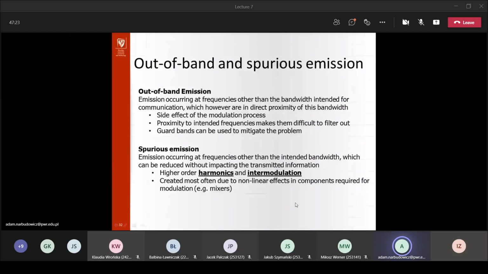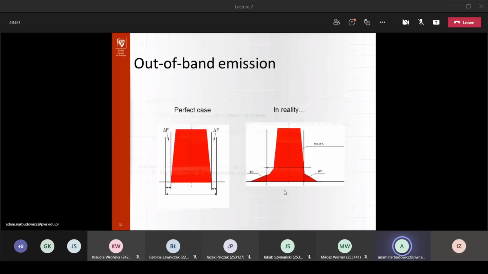And then we have what's called spurious emissions. Spurious emissions are generally a consequence of nonlinearity. Both would occur out of the bandwidth that you're allocated for the signals. However, spurious emissions will be much farther away. For example, if you think about higher-order harmonics or intermodulations, these are additional components, side effects of your signals. And again, we'll talk about that later on. So I can move on, I guess.